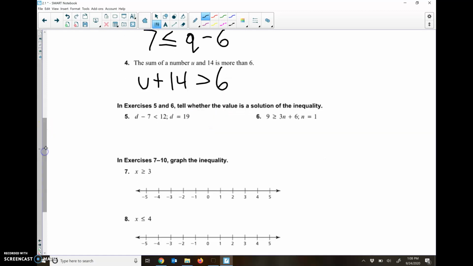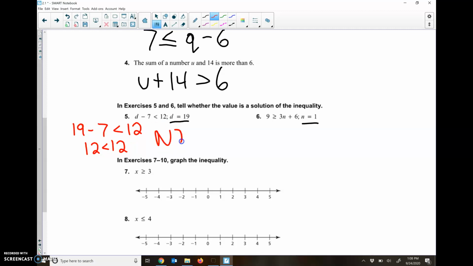All right, 5 and 6, it's asking if this number is an answer to that equation. So you've got to do some math here and plug it in. So if d is 19, d minus 7 is less than 12. So instead of d minus 7, it told us d is 19. So 19 minus 7 is less than 12. 19 minus 7 is 12. 12 is less than 12. Is 12 less than 12?